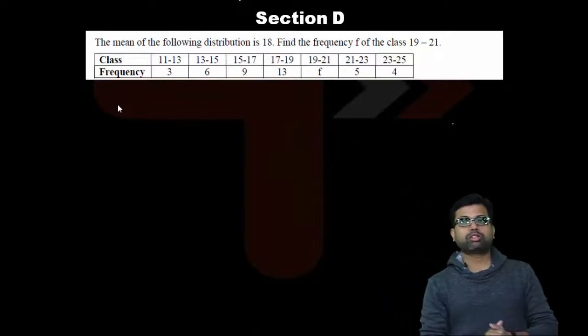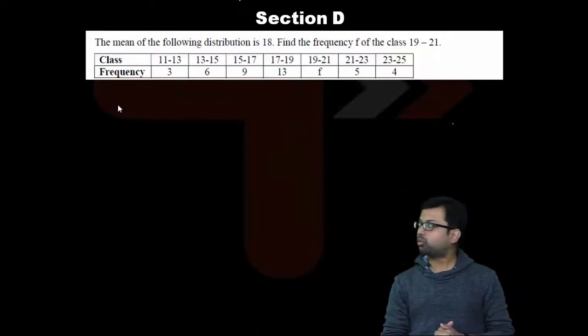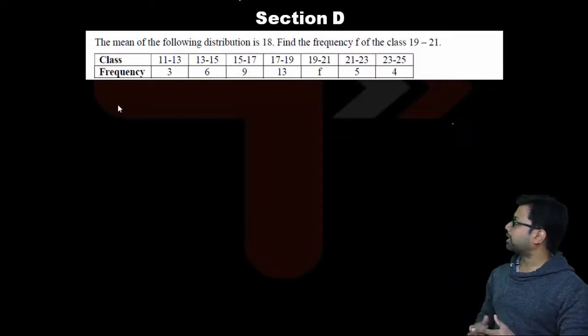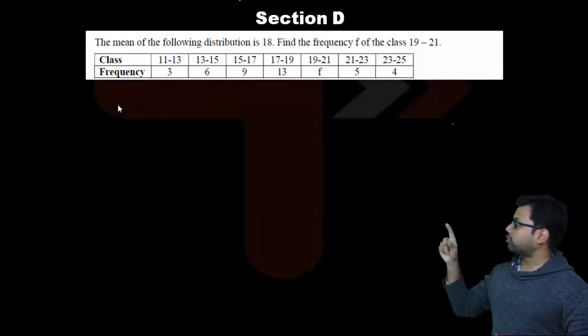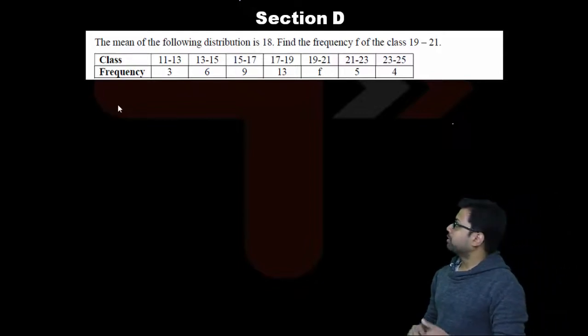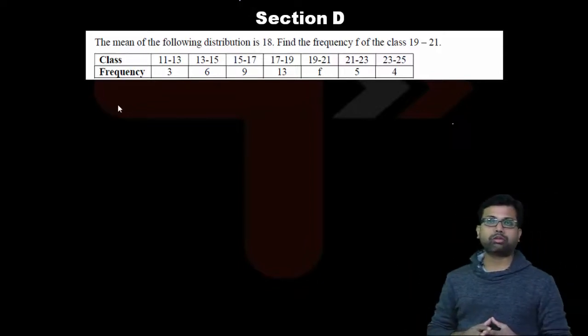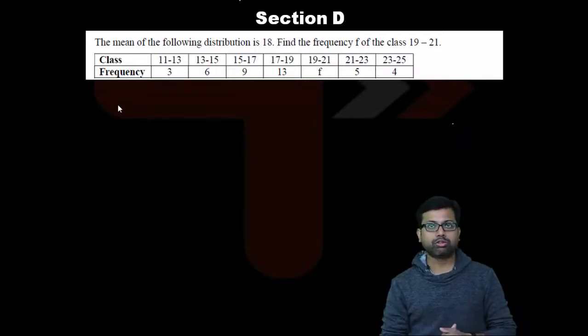So the next question is related to stats. What it says is that there are certain class intervals given, and you have a few frequencies, and one of the frequencies is missing. The mean is given and we have to find out the missing frequency. So this is how you do it.